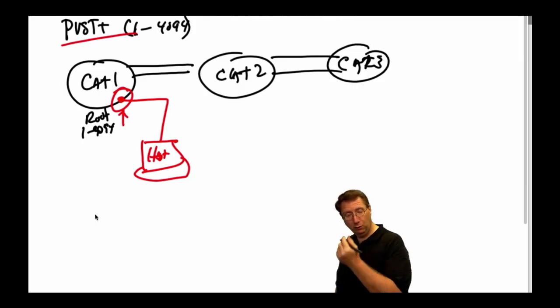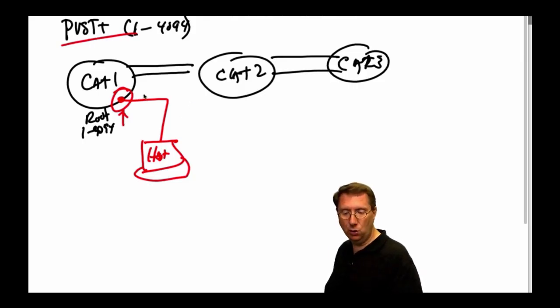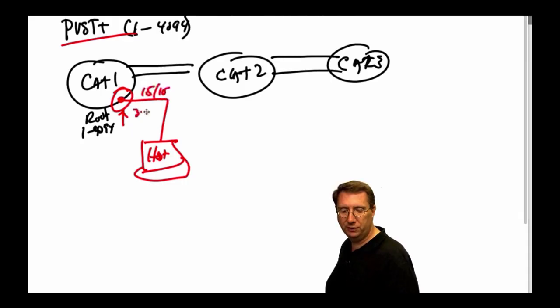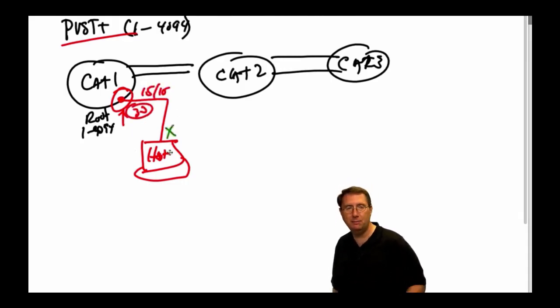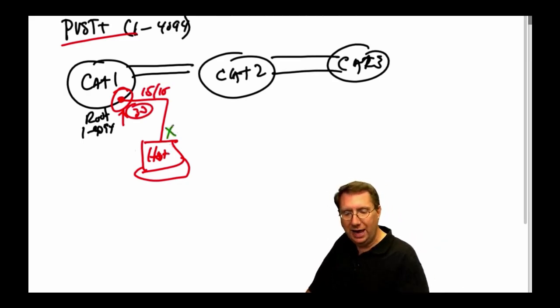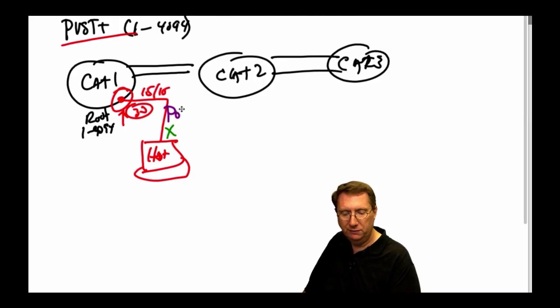So when we look at it, what we need to recognize here is that it's going to do the 15 seconds listening and the 15 seconds learning, which means it's going to block this port for 30 seconds. And like I said, in the early days, this became a problem because the machine came up long before the port would be able to operate. So what Cisco did is they came up with a concept called PortFast.